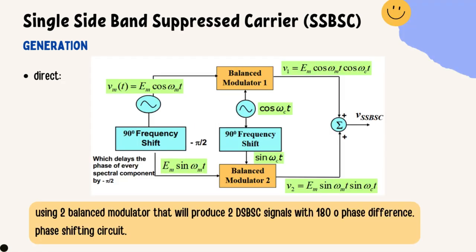The indirect method, also known as the phasing method, generates SSB-SC in two steps. Number one, generate the DSB-SC: modulate the carrier signal with the message signal. Next, sideband selection: use phase shifting networks to cancel one sideband, leaving only the desired one. This method requires precise filtering or phase adjustment to avoid distortion.